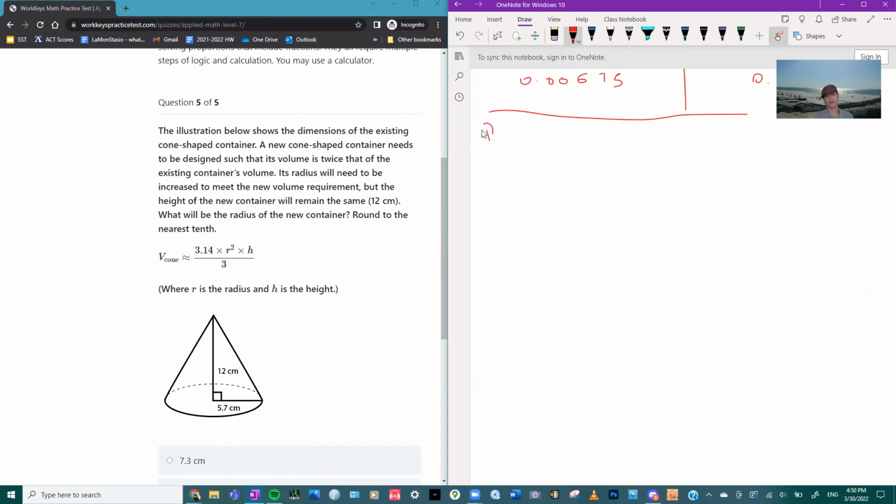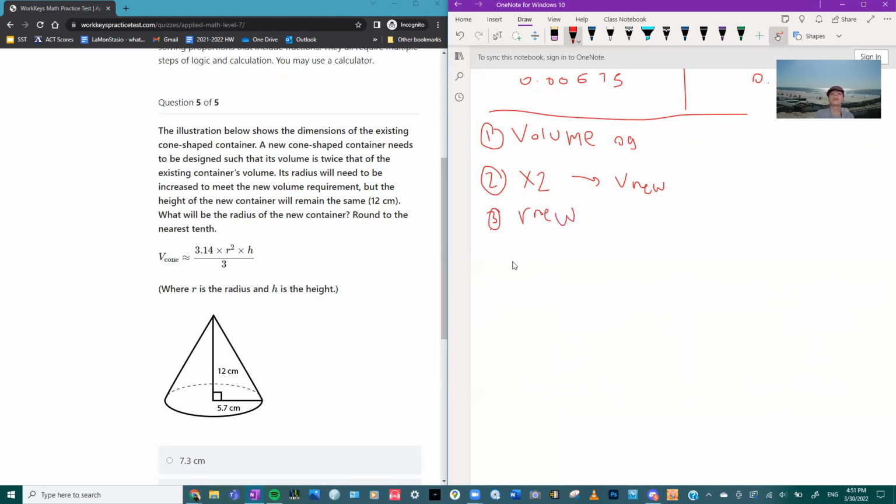So the steps, we're going to have to find the volume of the original cone, V OG. And then we'll be able to do times 2 to find the new volume, V new. And then once we do that, we'll be able to find the radius, the new radius, okay? These are the steps that we'll do.